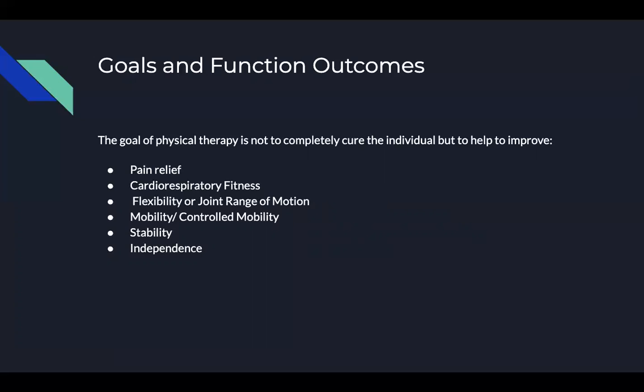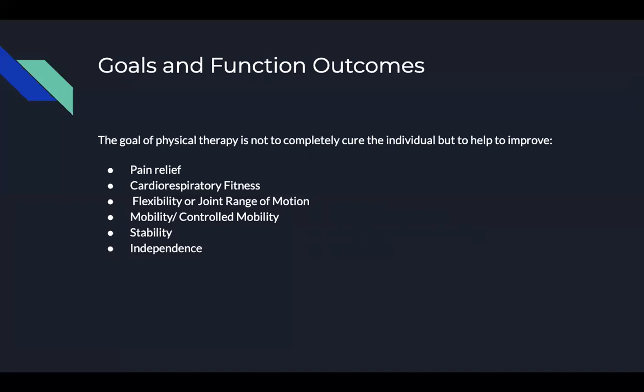Flexibility and joint range of motion, we want to make sure that they're able to go within full range of whatever body part. Mobility and controlled mobility, we want them mobile, moving, walking, stuff like that. Stability a lot of times is core stability. We want to make sure they have that trunk stability so they can sit, they can stand. And independence, that's the biggest thing.